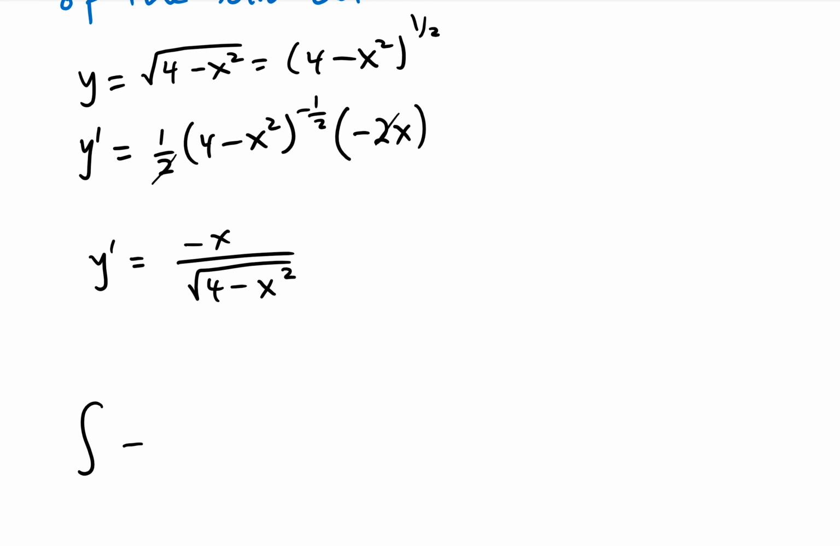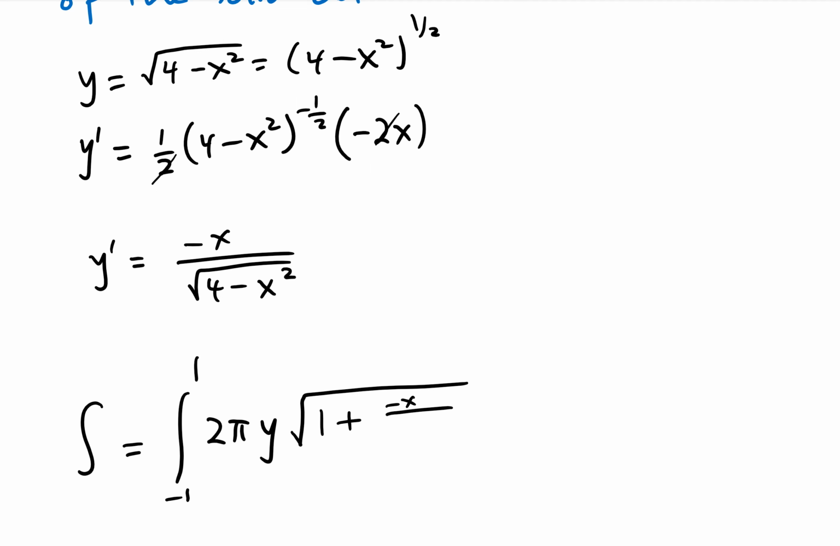Then as the surface area is the integral from the given bounds -1 to 1, 2 pi y, because we're rotating about the x-axis, the square root of 1 plus y prime squared, the one I just found, square that, dx. Now notice I have a y, as someone mentioned earlier. How can you have y and dx? We're going to replace that y with the given function.